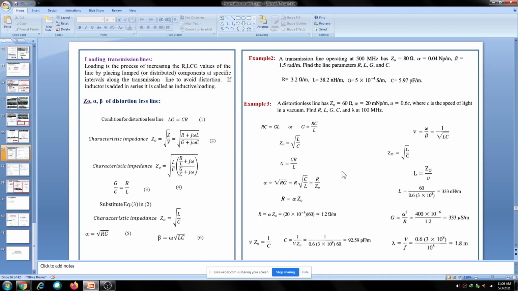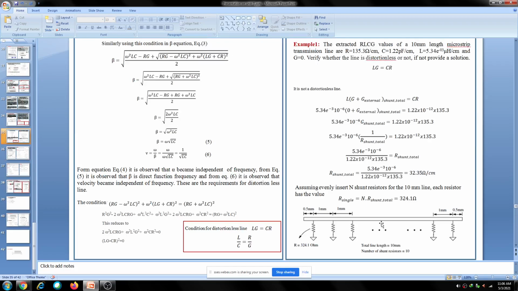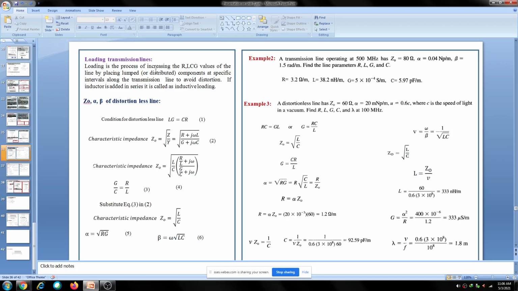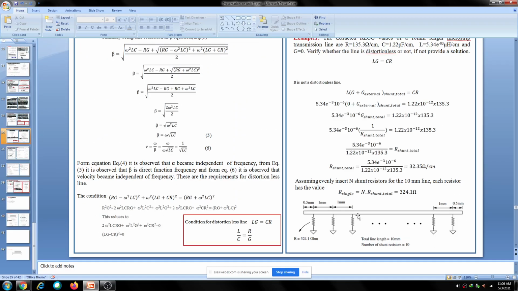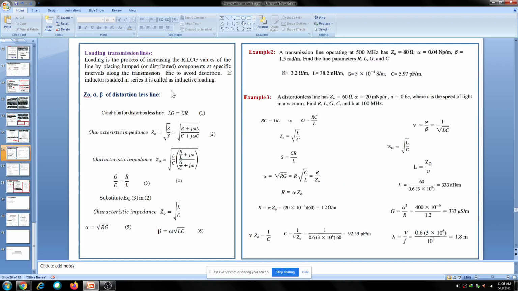You can take a figure with this one and explain what is meant by loading. Here we added a resistance in shunt to the transmission line. We can increase this product by putting an L value at regular intervals in series. In series, you can add a lumped inductor to increase the value of this LG. Thereby we can get a distortionless line. That is called loading transmission lines.